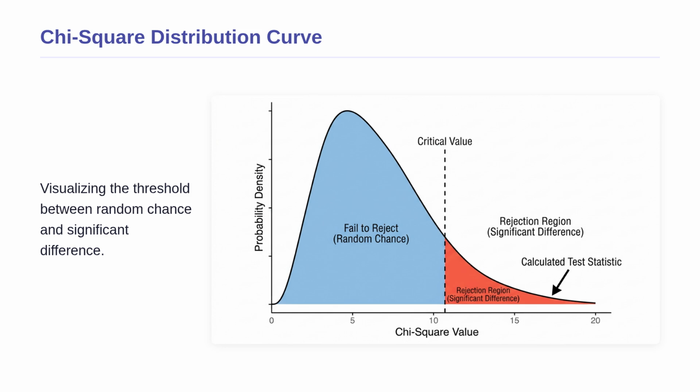But the red tail on the right is the rejection region. When our calculated test statistic lands far out in this red zone, like our score of 20 did, the probability of this happening by mere chance is incredibly low. The diagram perfectly illustrates why we reject the expected model.